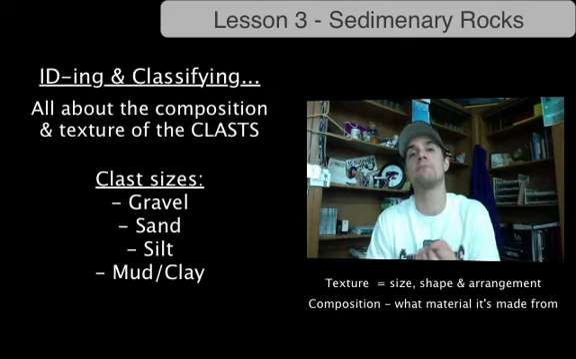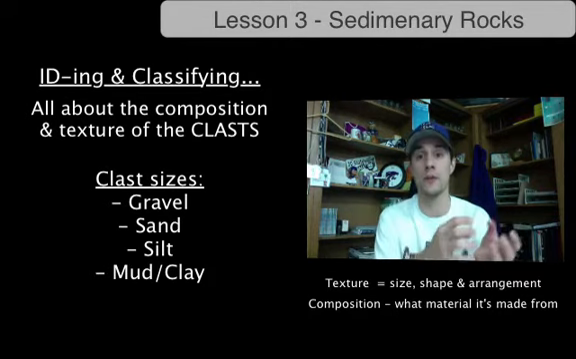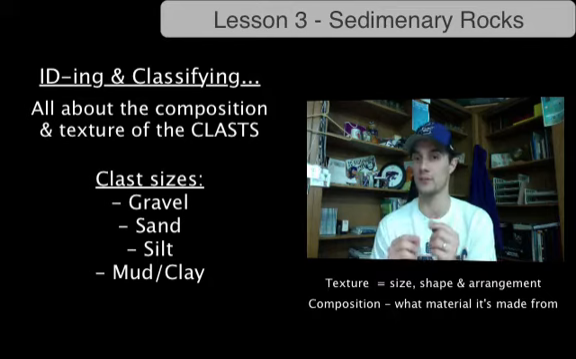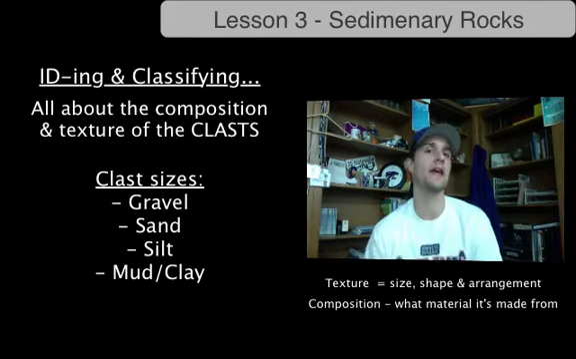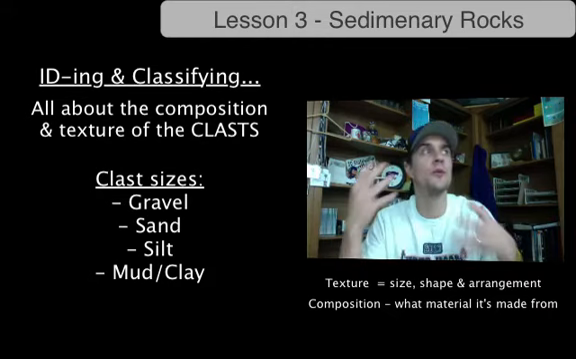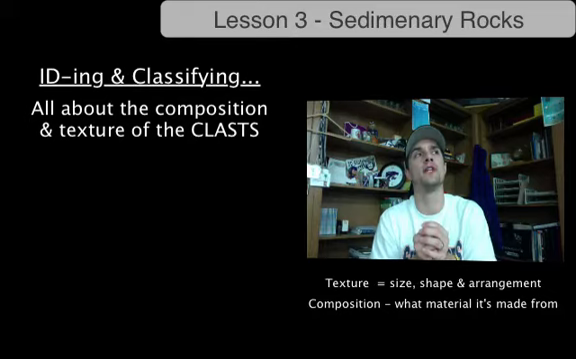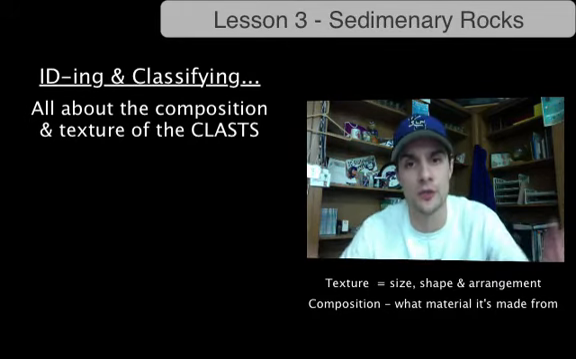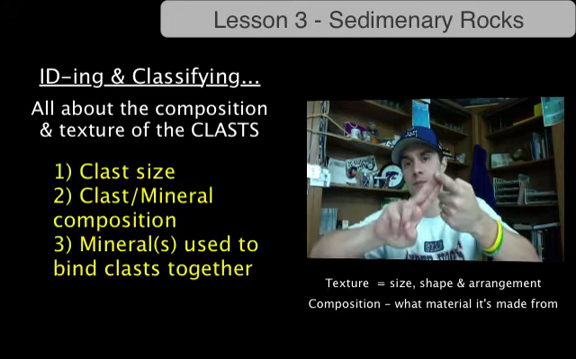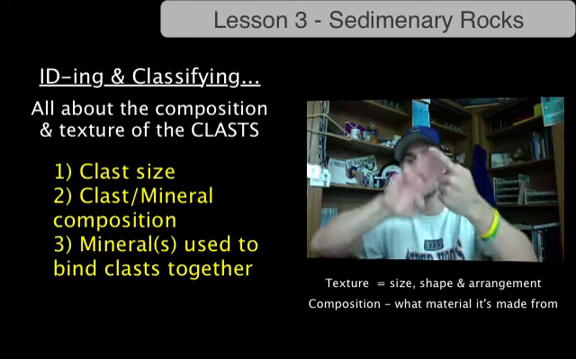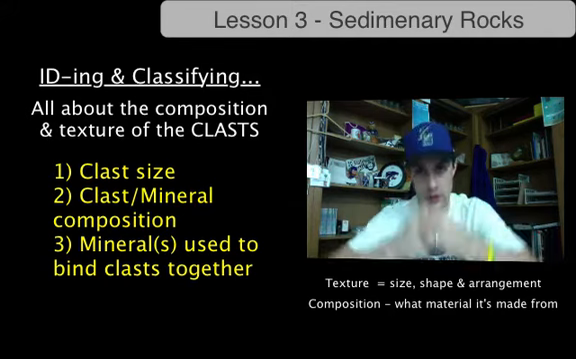Once you've established that, you want to know the composition. What are the clasts made of? What type of rock or mineral? And then, what's the mineral that's present that's holding them together? All right? So 3 things, I guess, we could finalize here, officialize in regards to the classification and identifying of detrital sedimentary rocks. Looking at clast size, you're looking at clast and mineral composition, and you're looking at the type of mineral that has been used to actually hold those clasts together.